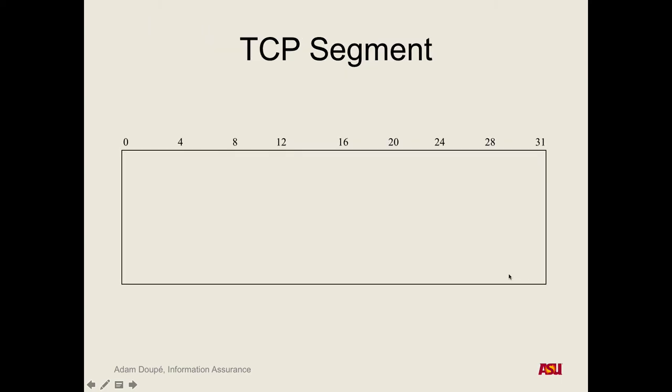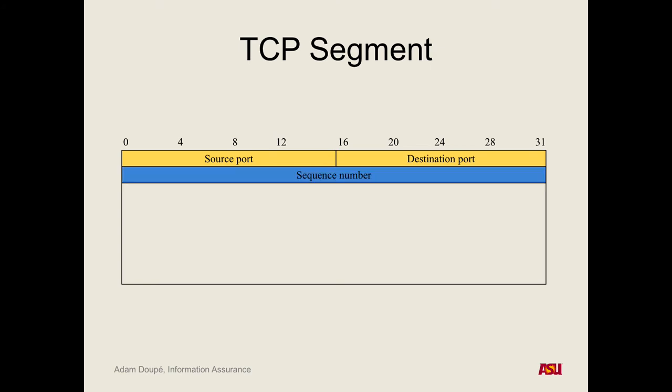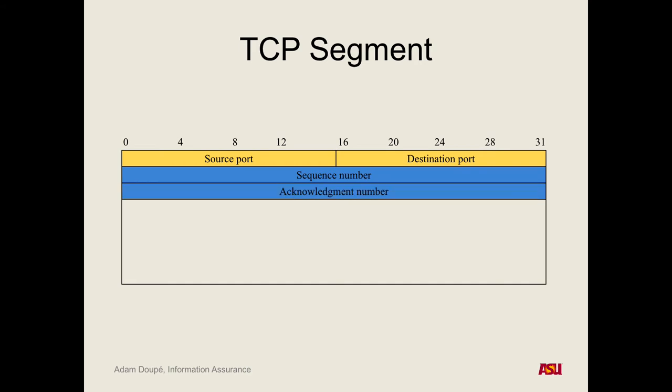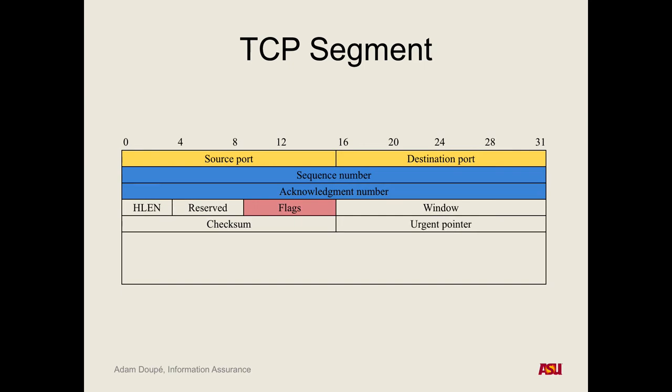Looking at the TCP header, we first have our 16-bit source port and 16-bit destination port, so we can see we have exactly the same number of ports in UDP and TCP. After that, we have some other fields that we'll get into: headers, flags, checksum, urgent pointer, options, padding, and data.